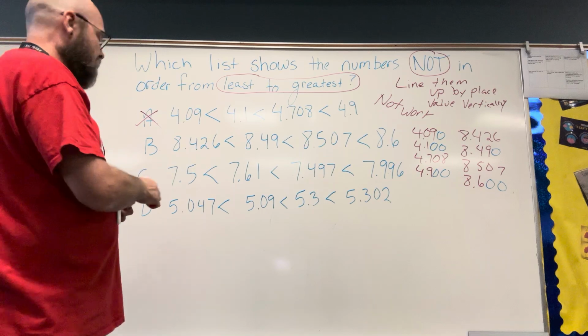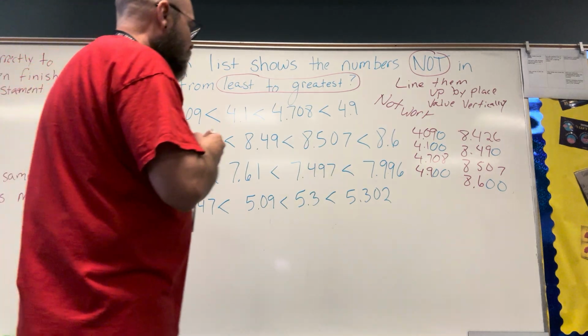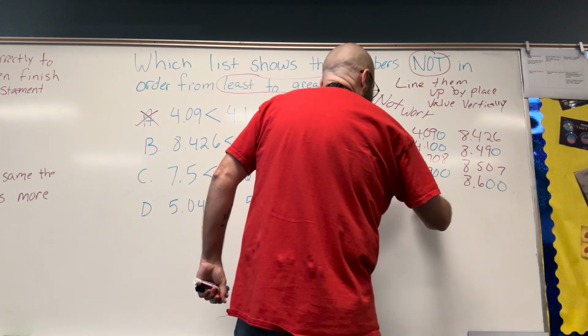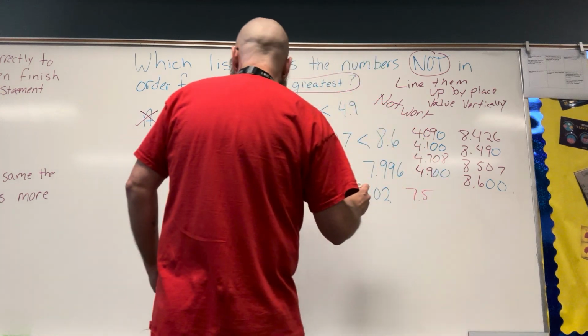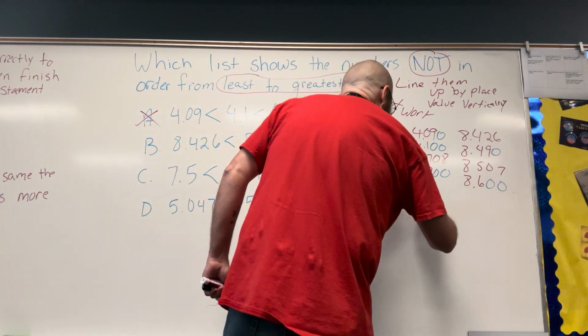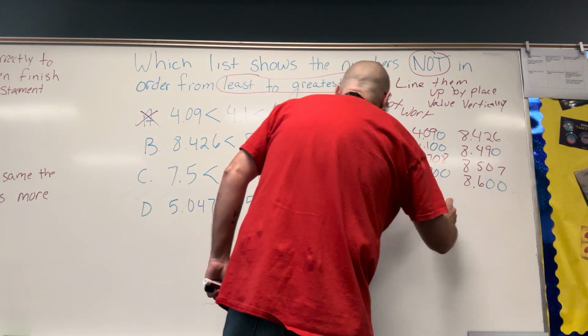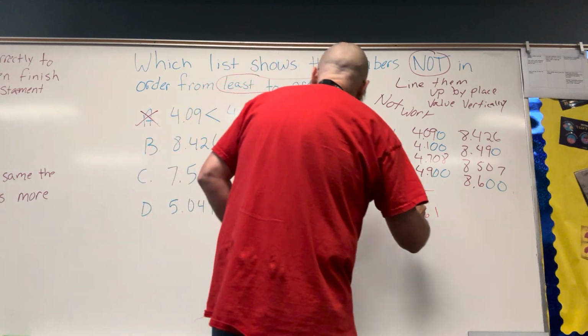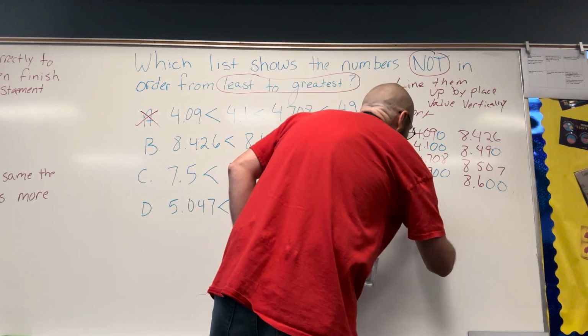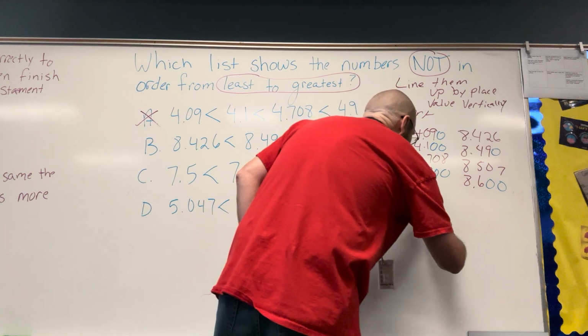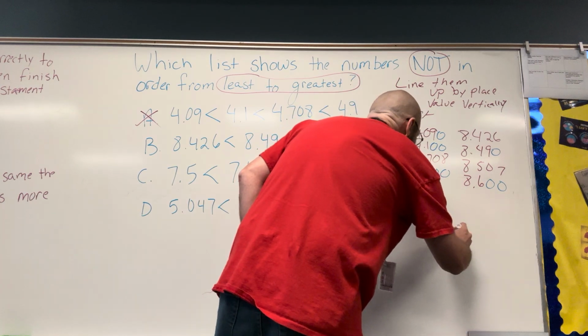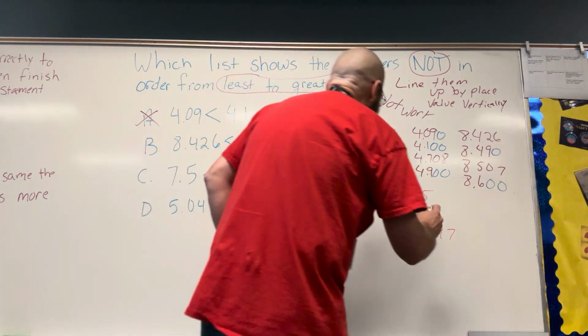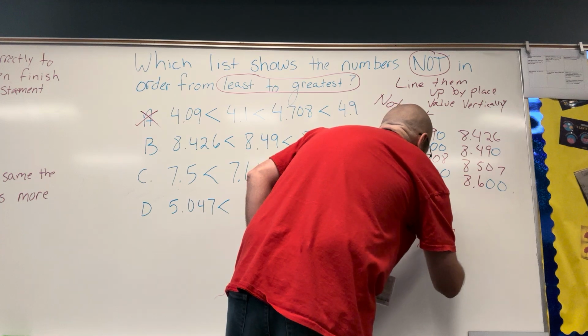Let's look at C. We have 7 and 5 tenths. 7 and 61 hundredths. 7 and 497 thousandths. And 7 and 996 thousandths.